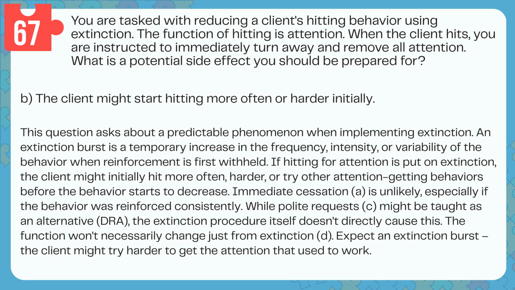Answer B. The client might start hitting more often or harder initially. Explanation. This question asks about a predictable phenomenon when implementing extinction. An extinction burst is a temporary increase in the frequency, intensity, or variability of the behavior when reinforcement is first withheld. If hitting for attention is put on extinction, the client might initially hit more often, harder, or try other attention-getting behaviors before the behavior starts to decrease.